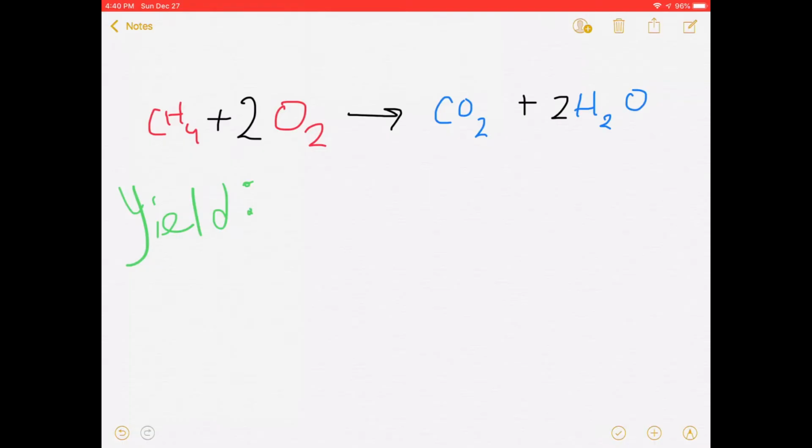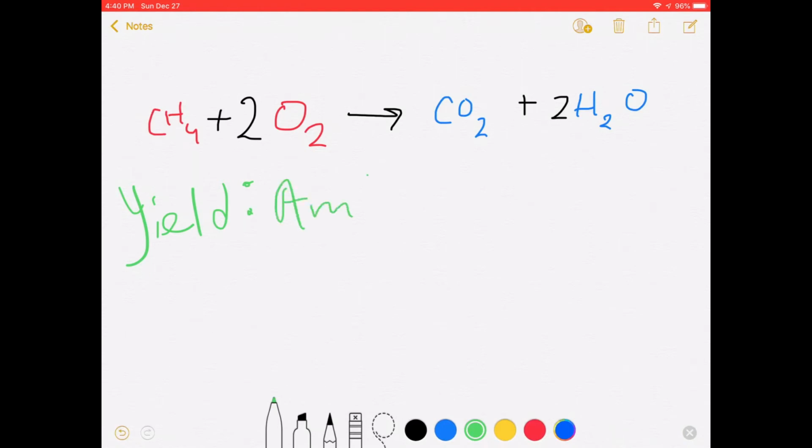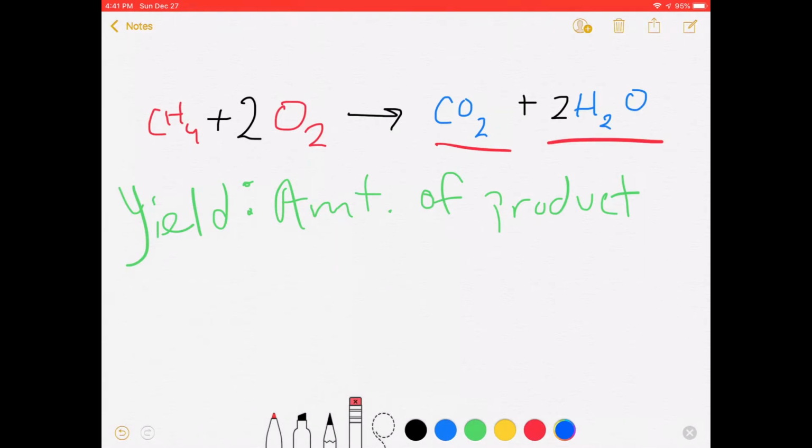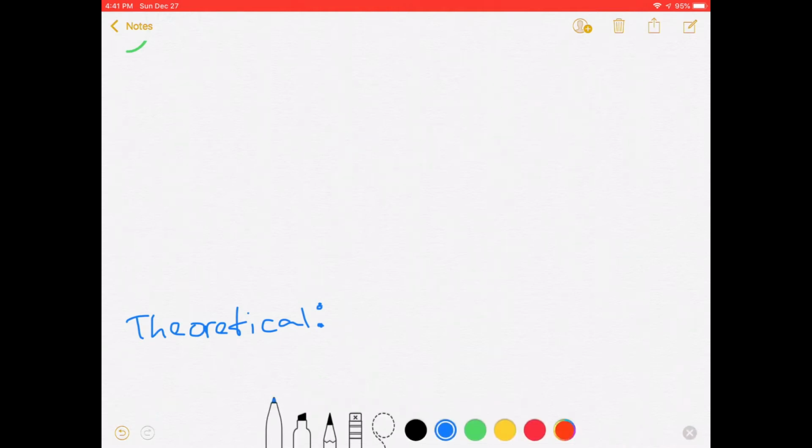Let's first talk about what the word yield means. In simple terms, yield means the amount of product that you get from a chemical reaction. So in the case of our combustion reaction, it would be the amount of CO2 that we get or the amount of water that we get. So now let's move on to what theoretical yield means. Theoretical yield means the amount of expected product that you're going to get from a reaction between your two reactants. So, amount of expected product.